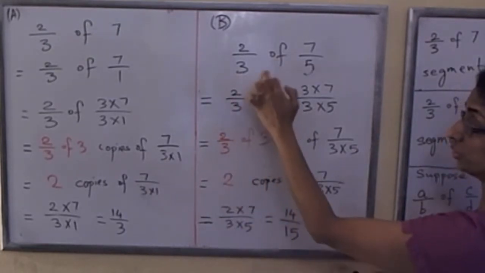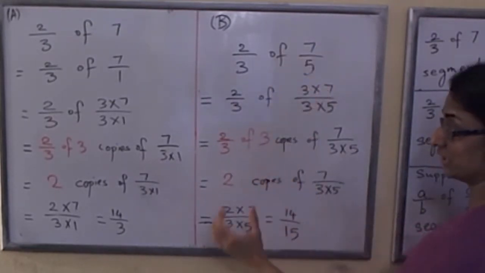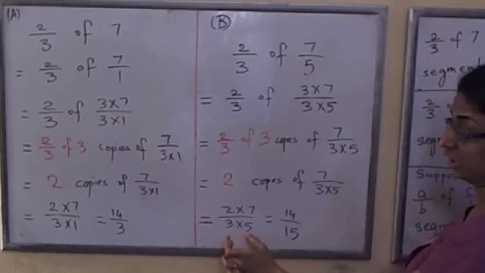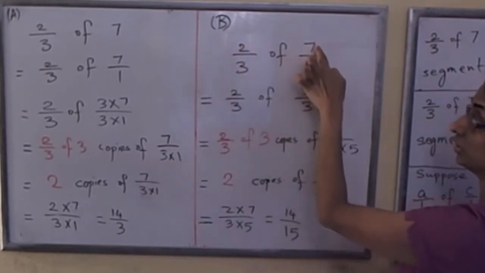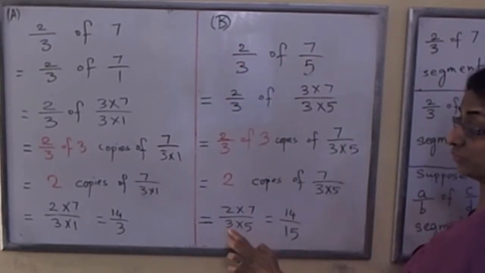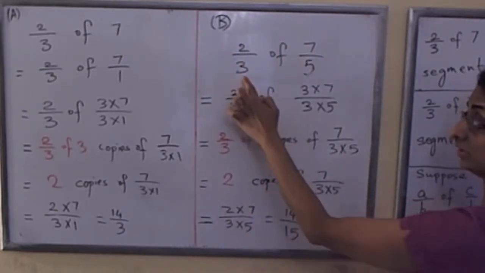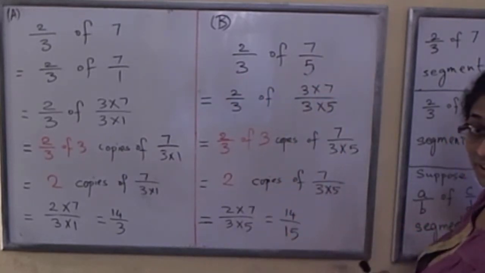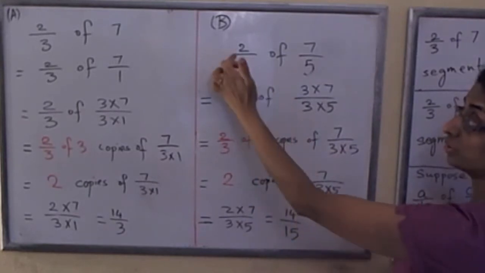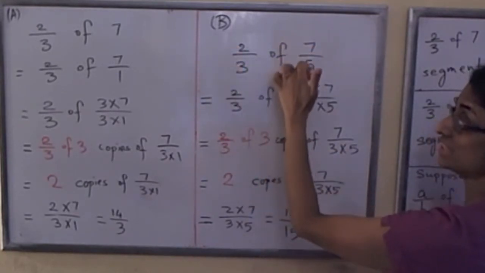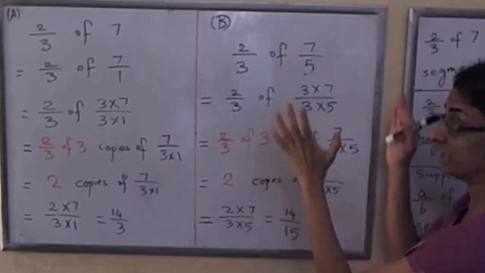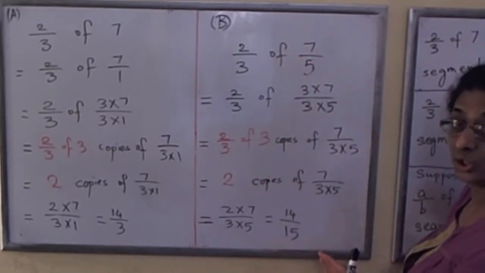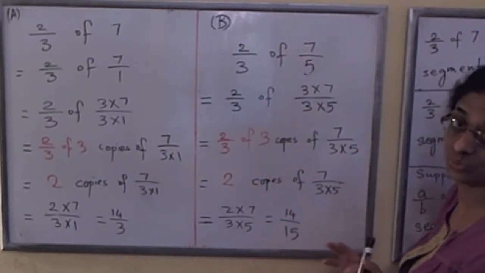So 2/3 of 7 over 5 is this fraction. Look at this fraction. In the numerator, you have 2 times 7. In the denominator, we have 3 times 5. And so I hope you're getting an idea of how to calculate A over B of C over D. Let's summarize this reasoning using letters in the next video.